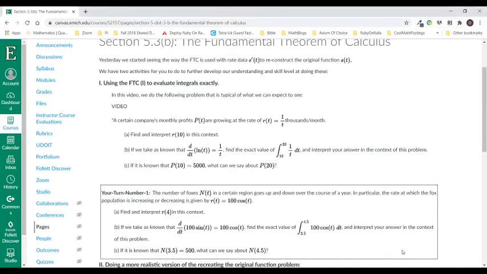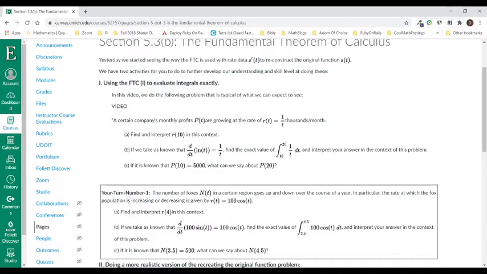Okay, what we're going to do is walk through this little problem where it says a certain company's monthly profits, P of t, are growing at the rate of R of t equals 1 over t thousandths per month. Little bit by little bit, it says find and interpret R of 10. Well, the first thing you're going to see there is that if R of t is 1 over t thousandths per month, then R of t is the derivative of P of t.